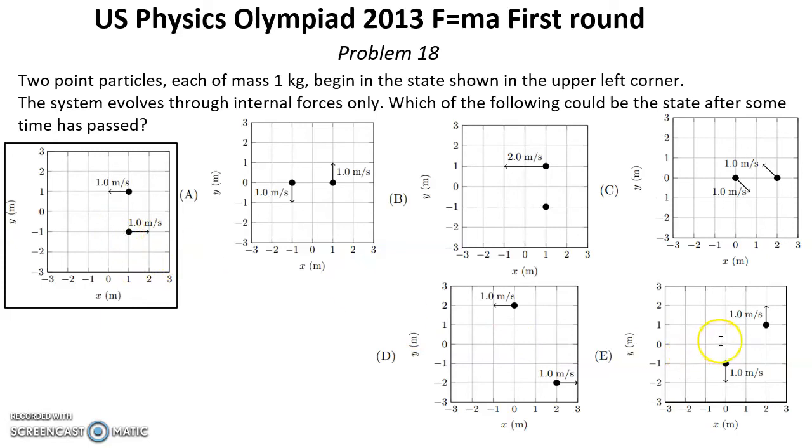And picture E has the same position for the center of mass. It has 0 momentum, and it has the same angular momentum. So the correct answer is E.